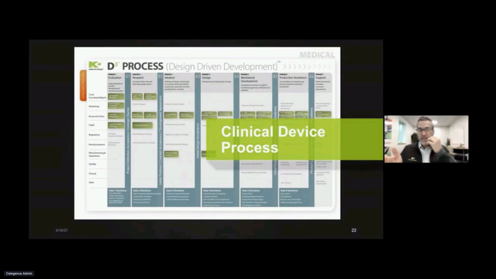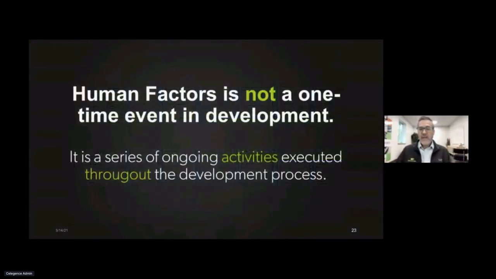And I've highlighted in green here, for a particular project, the areas where our team, the designers, the engineers, are involved in these steps. So there's a lot going on in the process. But an important thing to remember is that throughout that process, and I mentioned this before, human factors is not a one-time event in the development process. You saw how complicated that process can be. Human factors engineering is a series of ongoing activities that are executed throughout that entire development process. That's how human factors engineering is meant to be done.